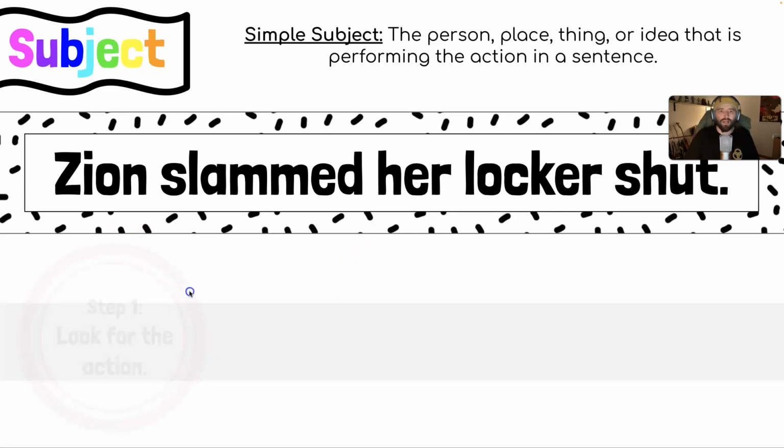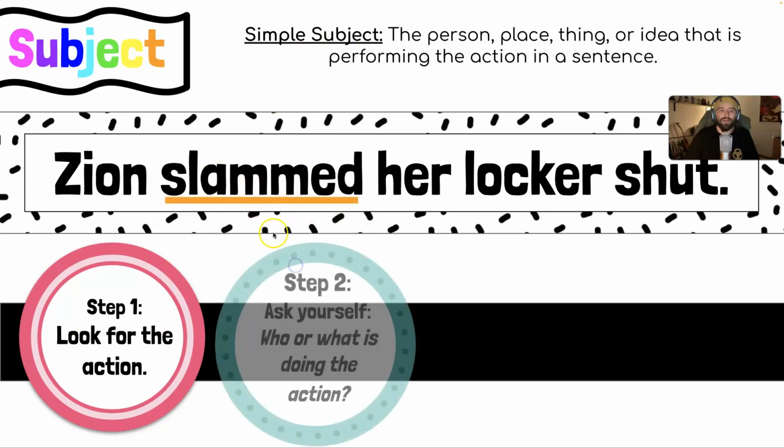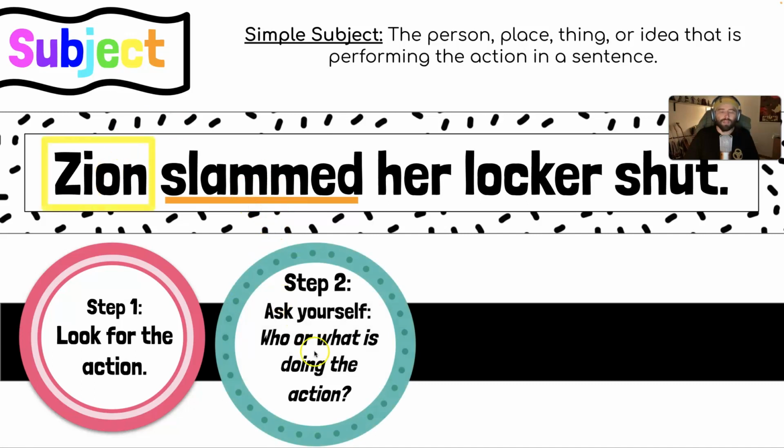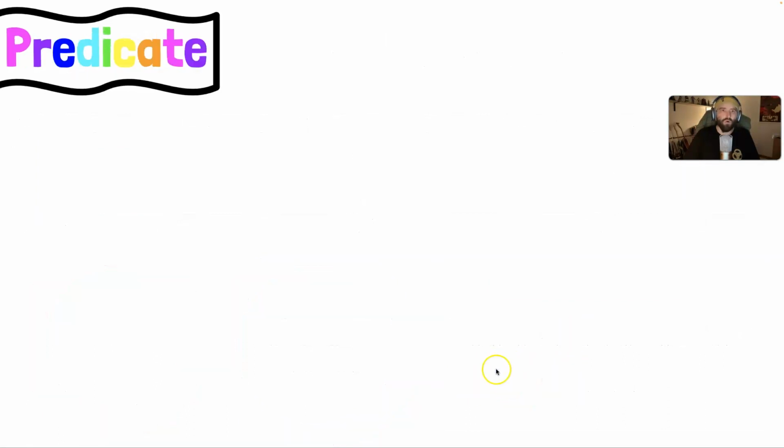So here we have, Zion slammed her locker shut. To find our simple subject, we want to first look for our action, which is slammed here, right? And then who is doing the slamming in this sentence? Zion, right? Ask who or what is doing the action. Zion here is doing that action. So just keep in mind that sometimes we can have a compound subject, and we'll go into that in a second. But compound subjects are subjects joined by a conjunction. So, Zion and Ray both are walking down that hallway together.